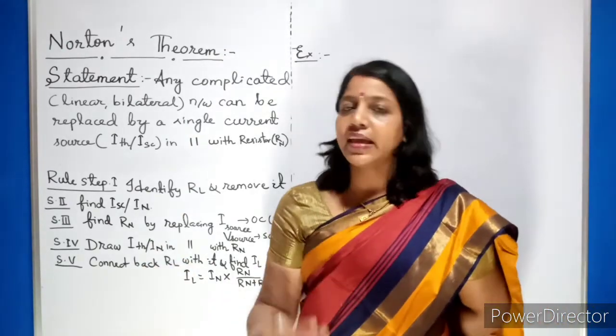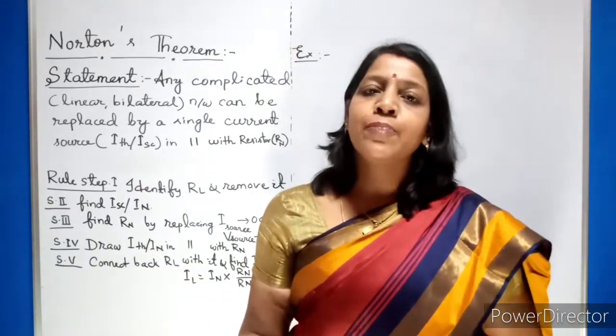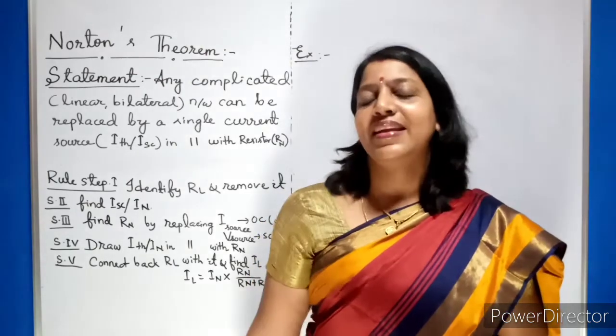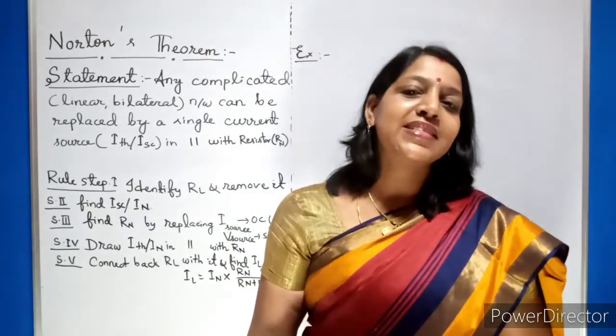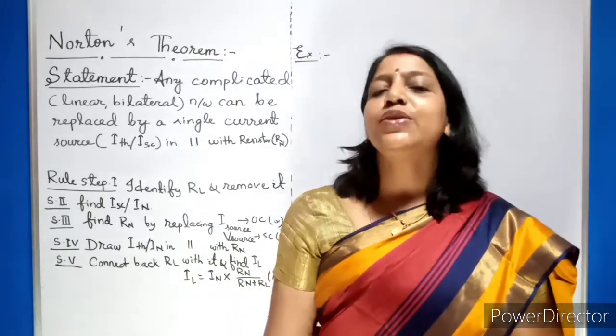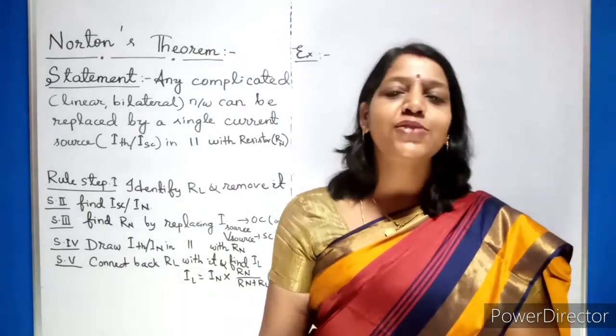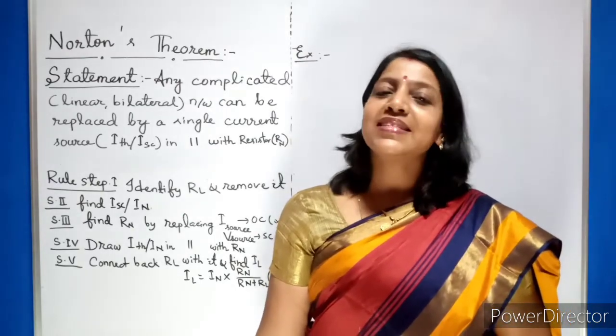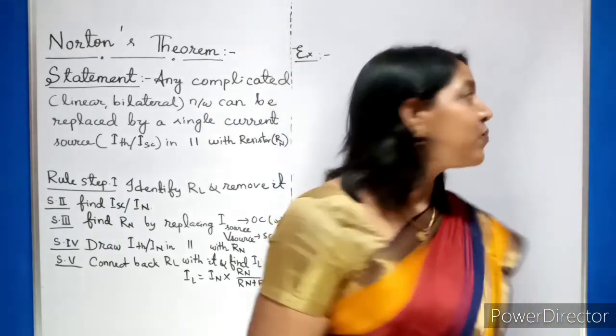Once you find IN and RN, just connect both in parallel. That will give you Norton's equivalent circuit. Finally, connect back your load resistor, and across the load find the current. Apply the current division rule and find it. Now let us see this with an example.